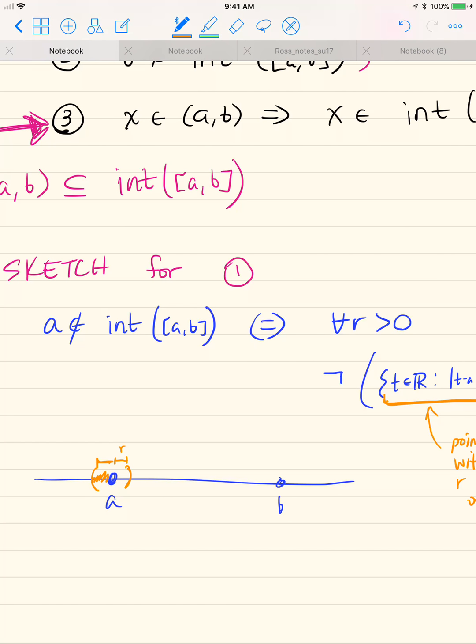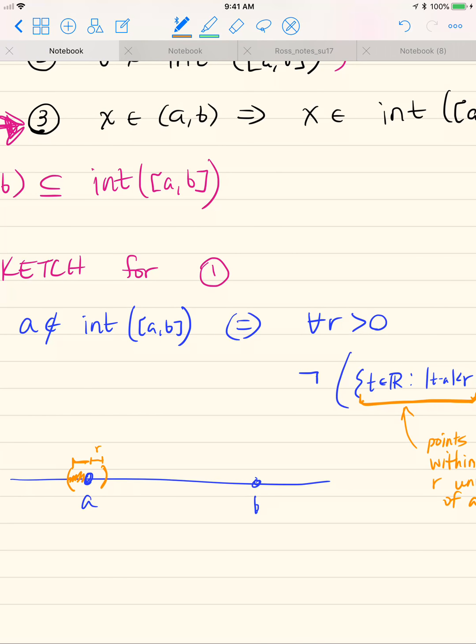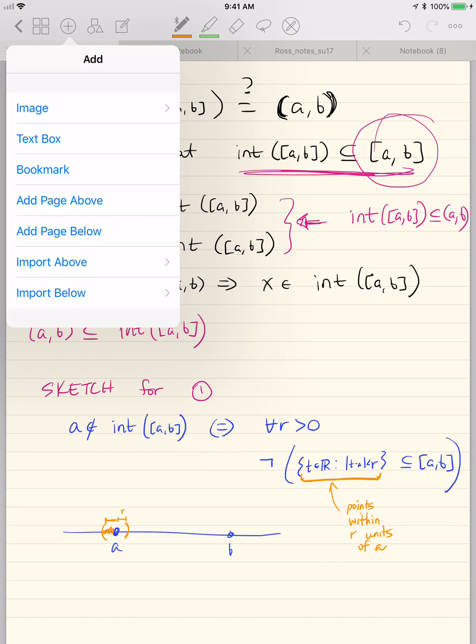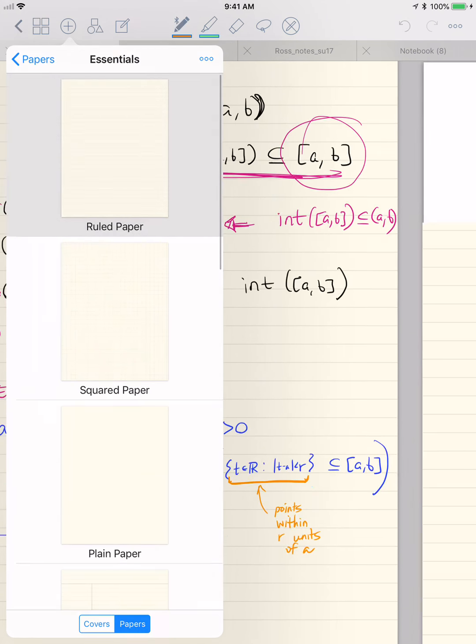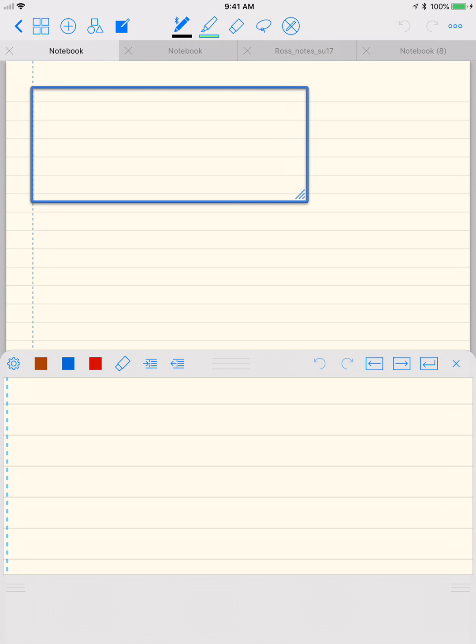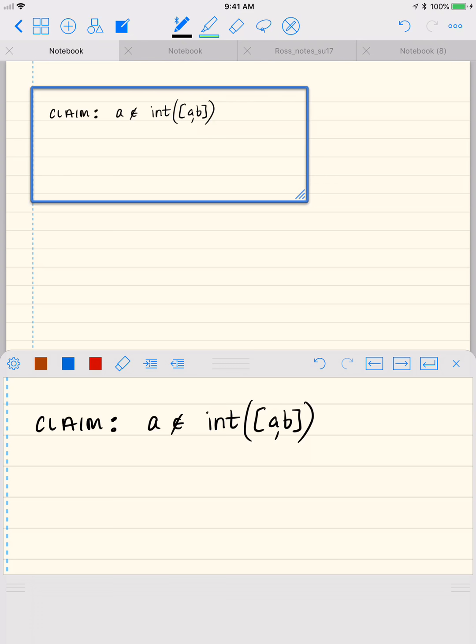So here's what we could do. We could say fix R greater than 0, and then we'll show that there exists a point within R units of A which is not contained in that closed interval. Okay, so our claim is that A does not belong to the interior of the closed set [A, B].